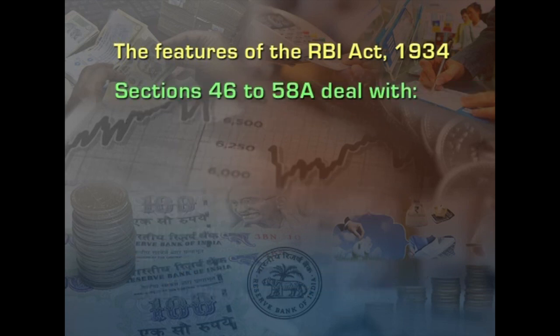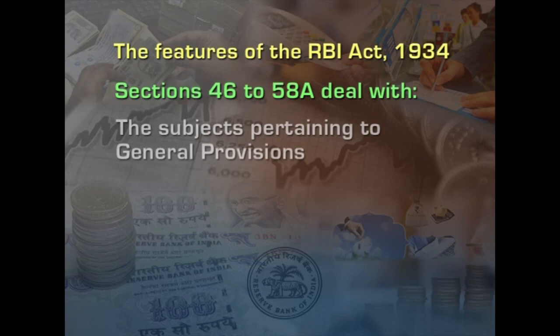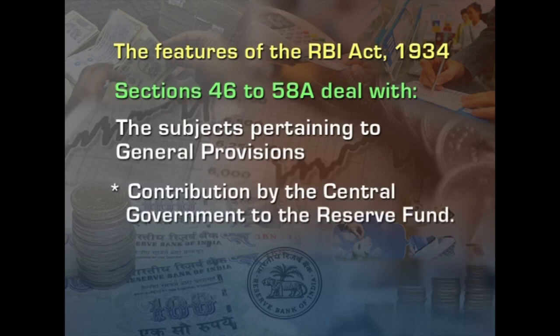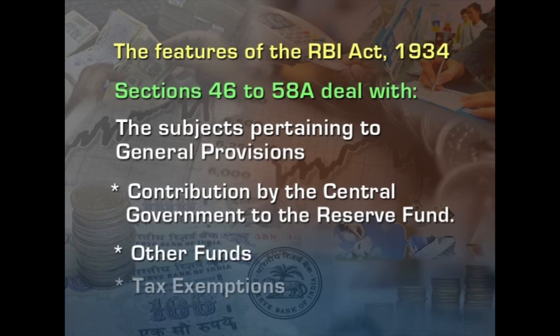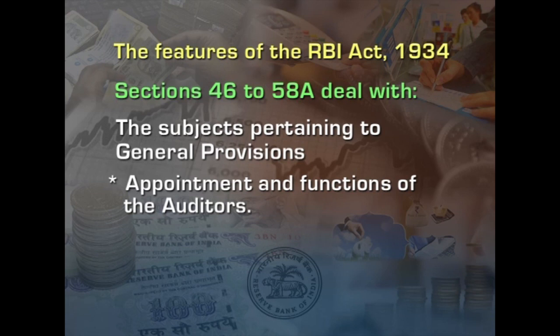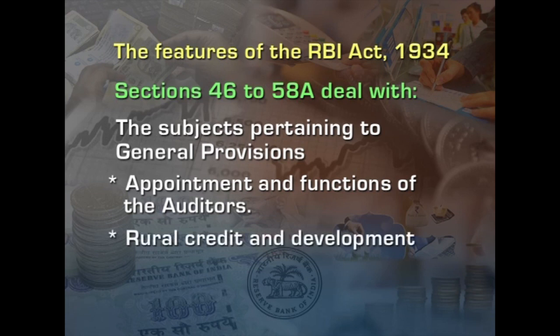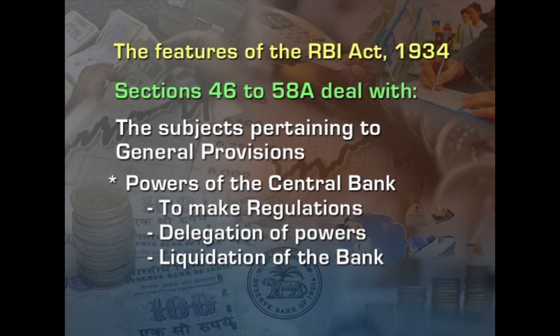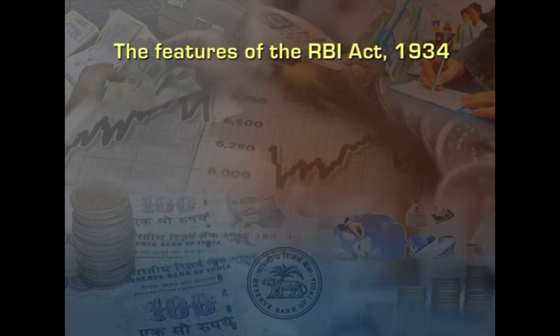Sections 46 to 58A deal with the subjects pertaining to general provisions like contribution by the central government to the reserve fund, other funds, tax exemptions, appointment and functions of the auditors, rural credit and development, powers of the central bank to make regulations, delegation of powers and liquidation of the bank, etc.